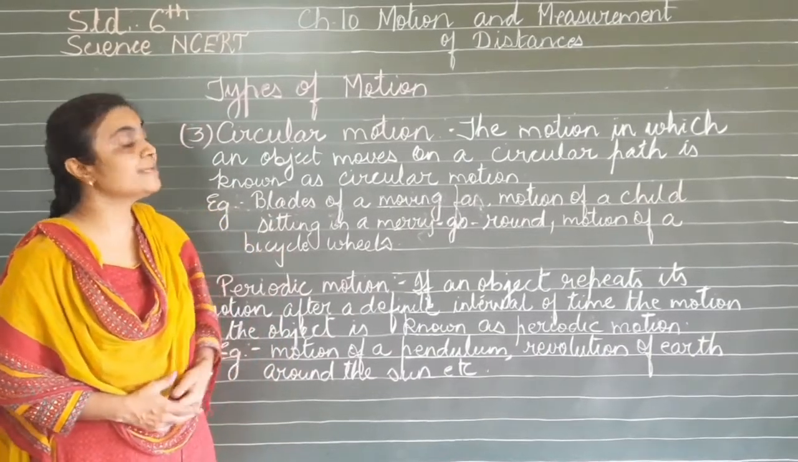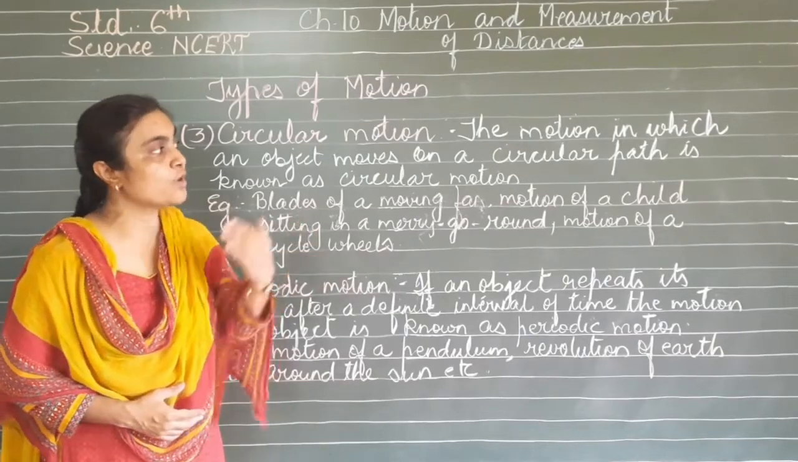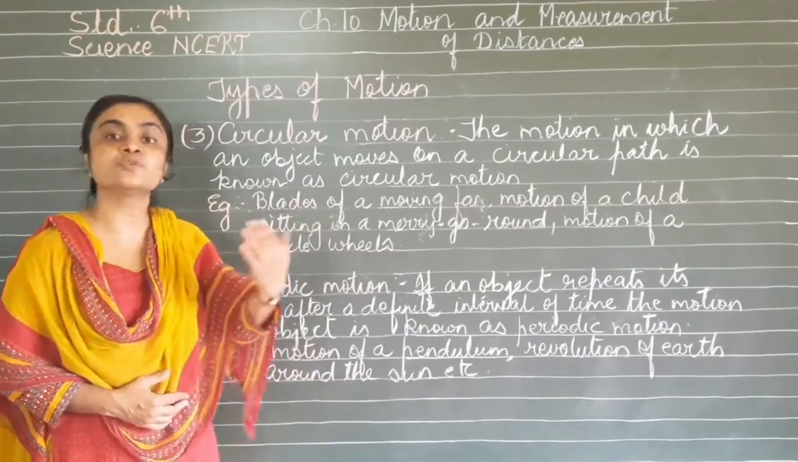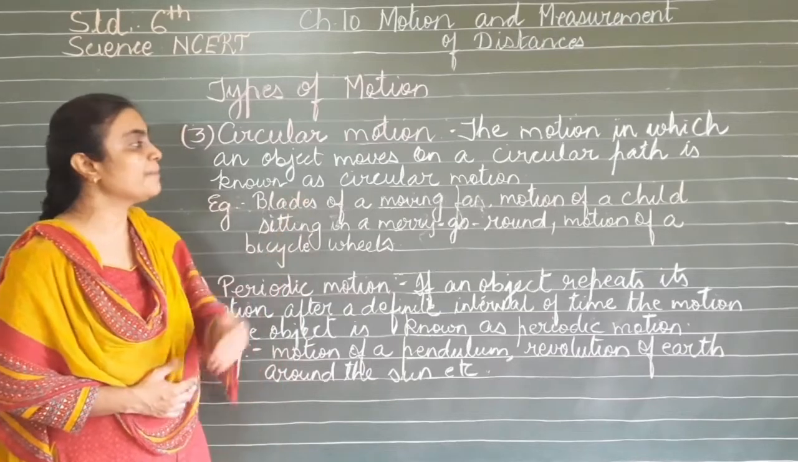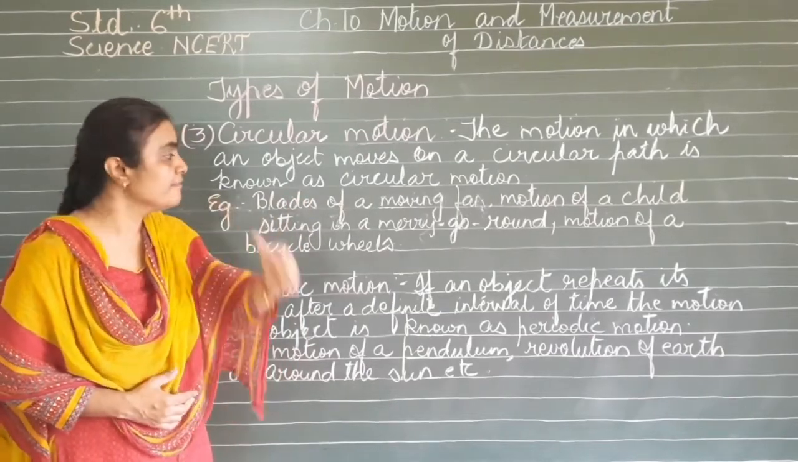Now the third one is circular motion. The motion in which an object moves on a circular path. It moves around a circular path. That type of motion is known as a circular motion. The distance will remain fixed.